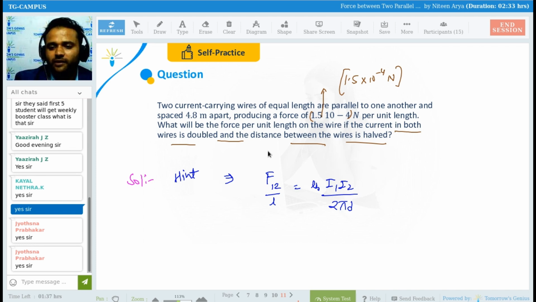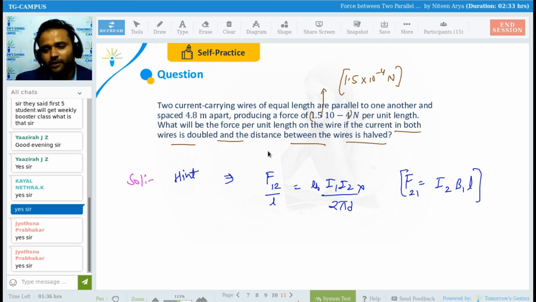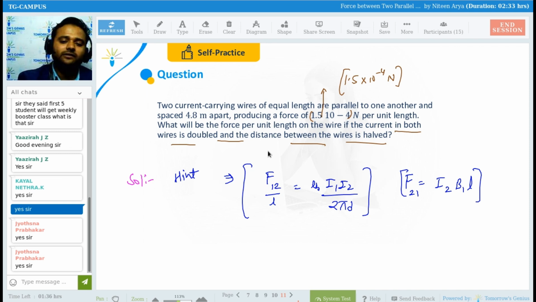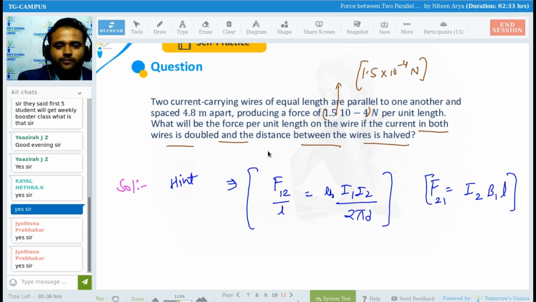Why so? Because simply we know force is I2 B1 L. If I'm talking for this particular only, you can say 2 on 1. So the moment I do the per unit length, the length is going to be divided. If it is not a per unit length force, then length is going to be multiplied also here. But I already said per unit length, so then this force is going to be. Everything is given. This is your case number 1, case first.